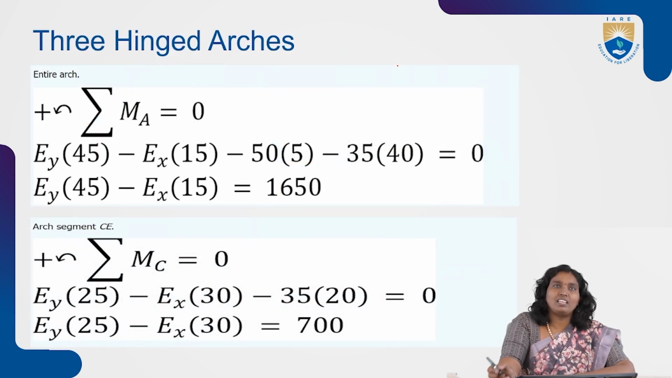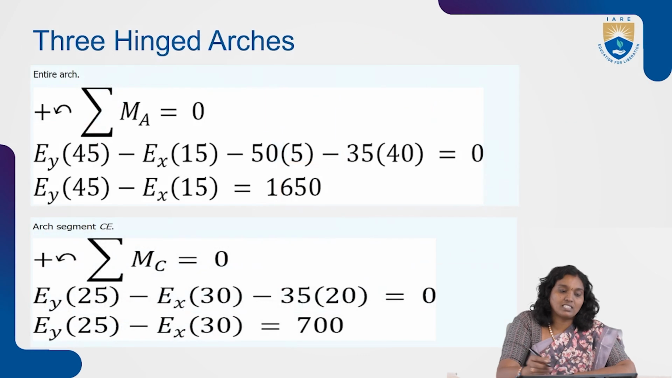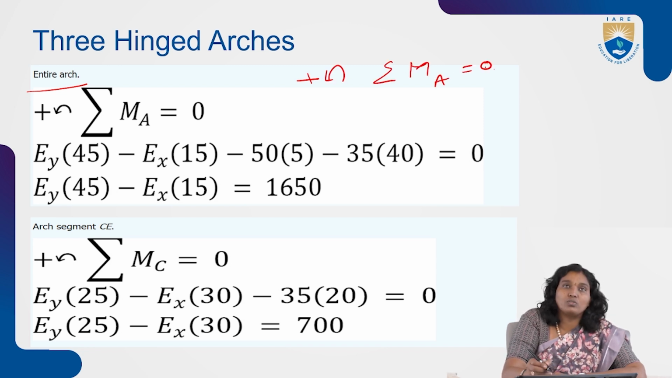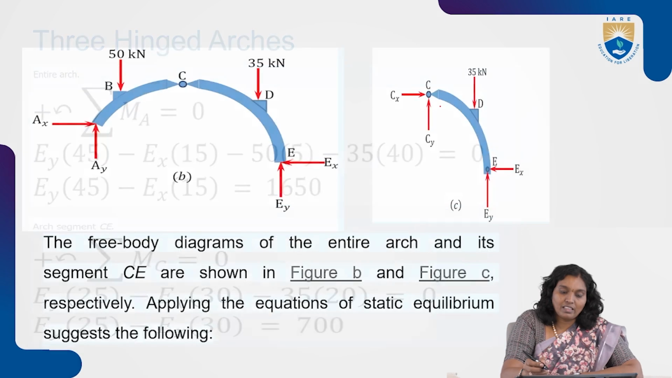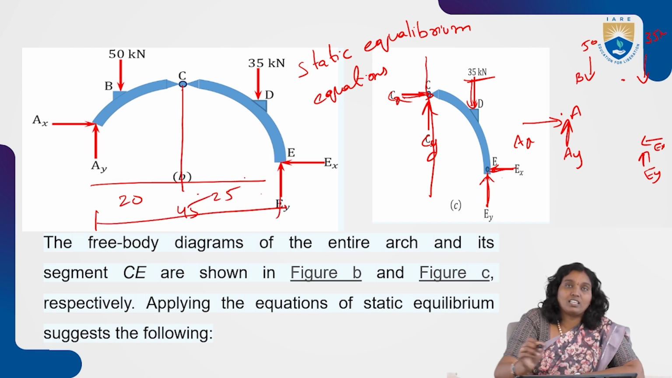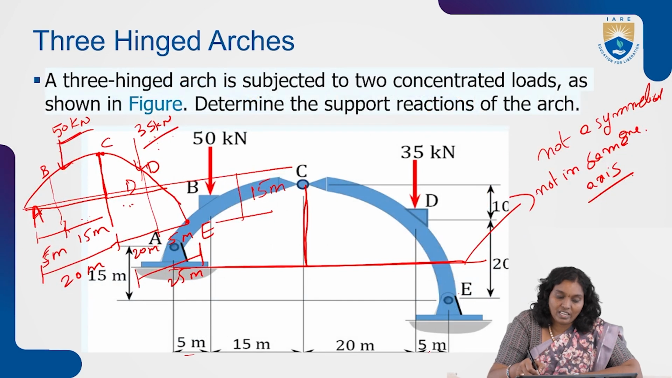Here for the three-hinged arch, we are considering the complete arch, the entire arch. That means taking positive in this direction, we consider the moment at A equal to 0. That is nothing but the overall length: from here to here it is 20, from here to here it is 25, so the total is equal to 45 meters.